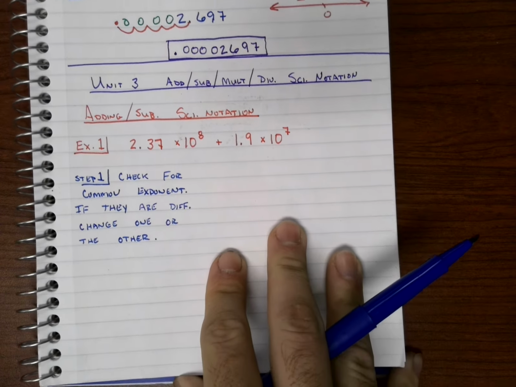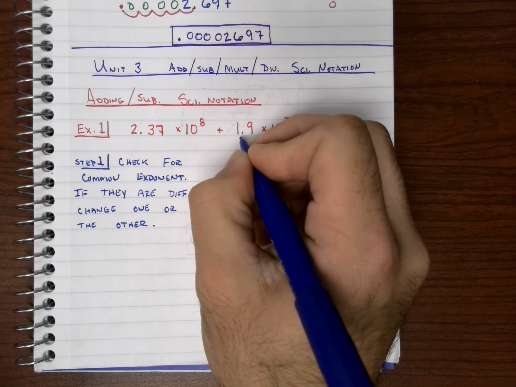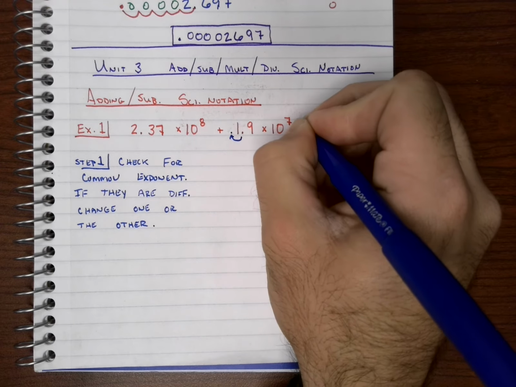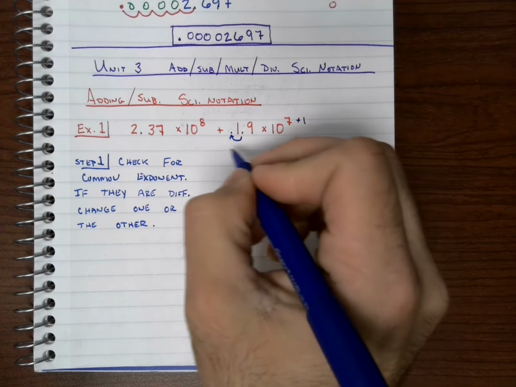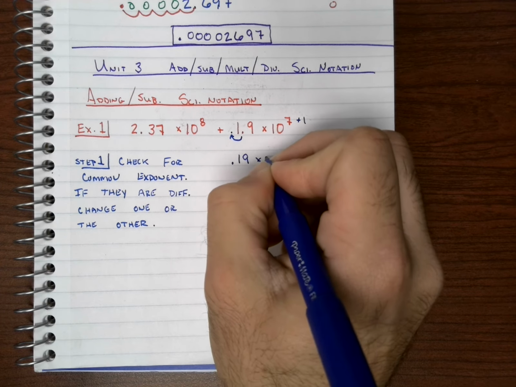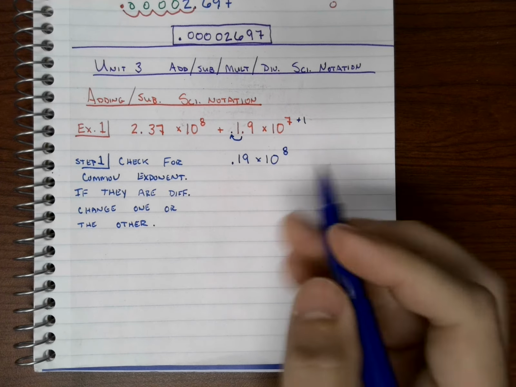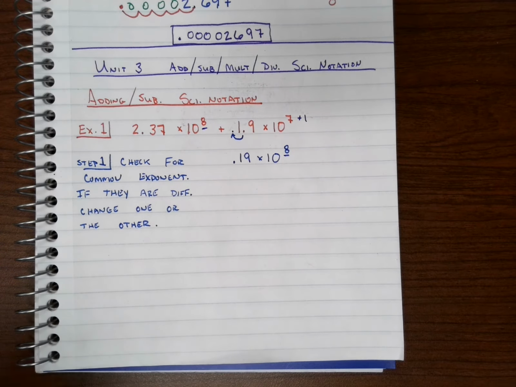Okay, so to make this an 8, I need to move this 1 to the left. Once I move that 1 one space to the left, I add 1 here, and that changes it. So this new number now would be 0.19 times 10 to the 8th. Now I have an 8 and I have an 8, and they match.